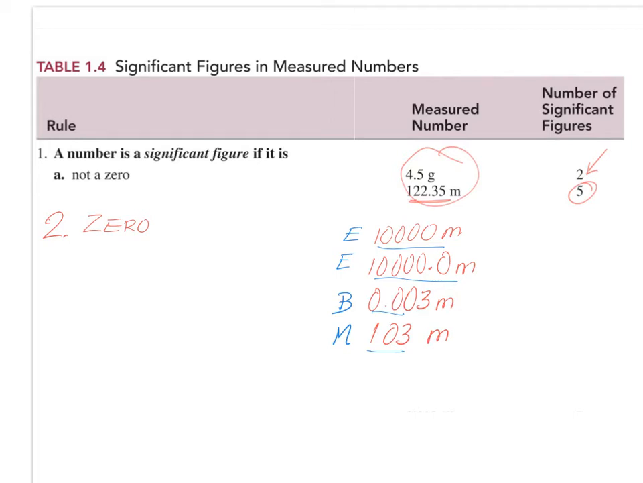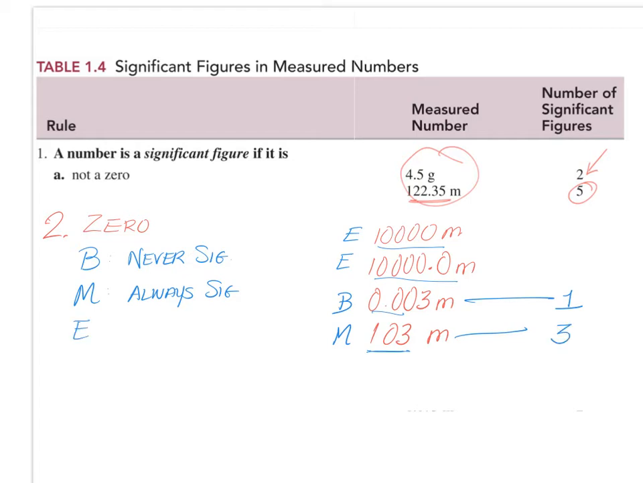So first it's important to classify what type of zero you have: a beginning, a middle, or an end. Beginning zeros are never considered significant. Never. So in other words, in 0.003 meters, there's only one sig fig, the 3. Middle zeros are always significant. So, that being the case, how many sig figs do you think the measurement 103 meters has? That's right, 3.